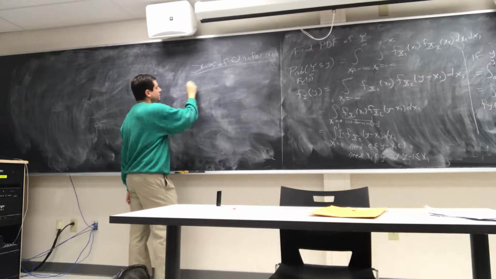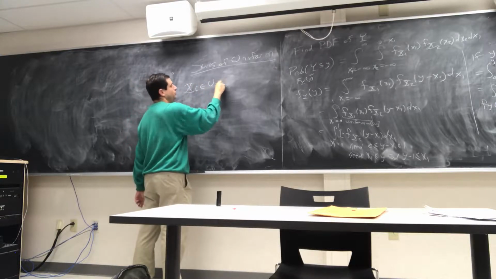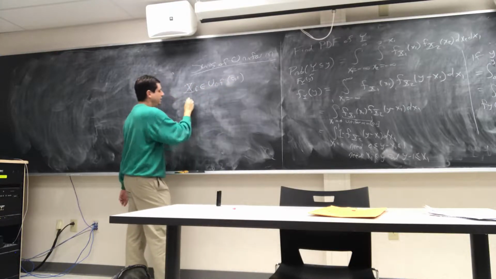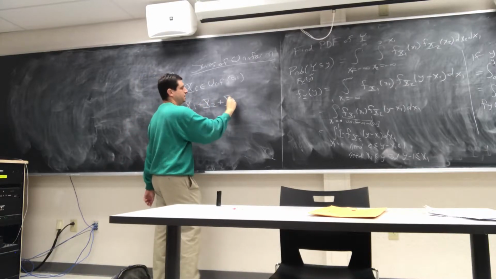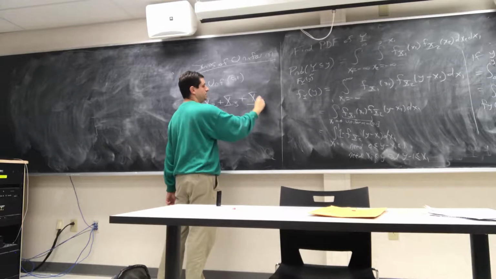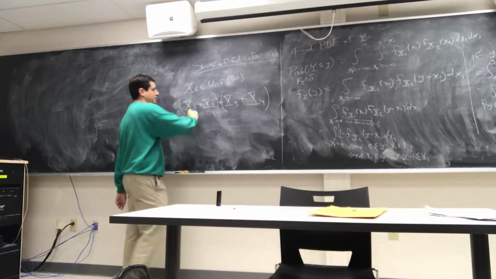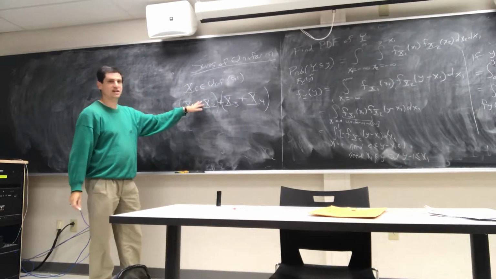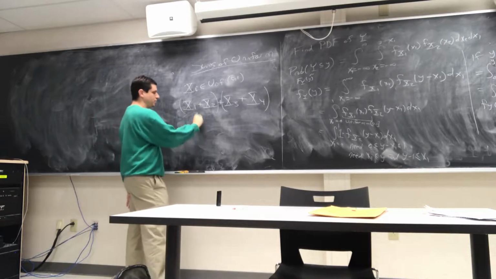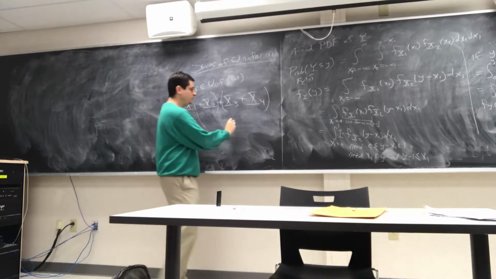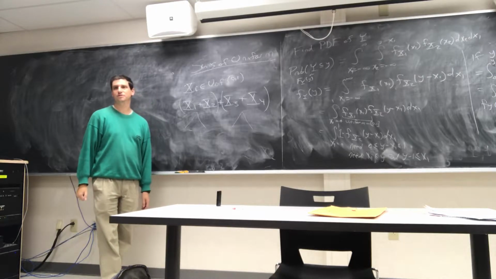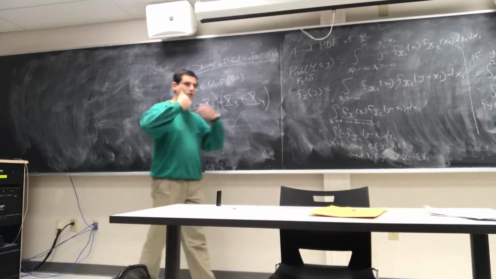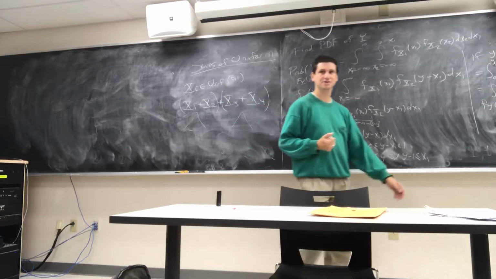So if I have each xi is uniform 0, 1, if I do x1 plus x2 plus x3 plus x4, if I group them like this, I know what this density is. This is going to be my triangle. And this will be a triangle. So I'll have triangle convolved with triangle.